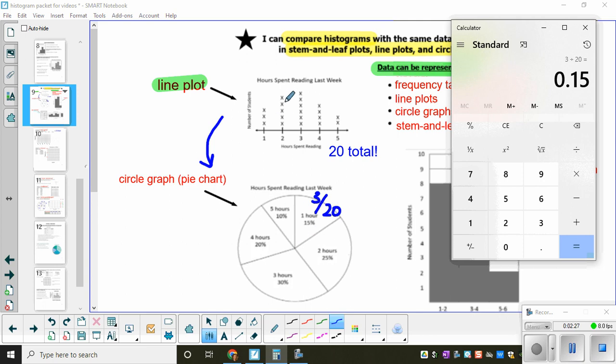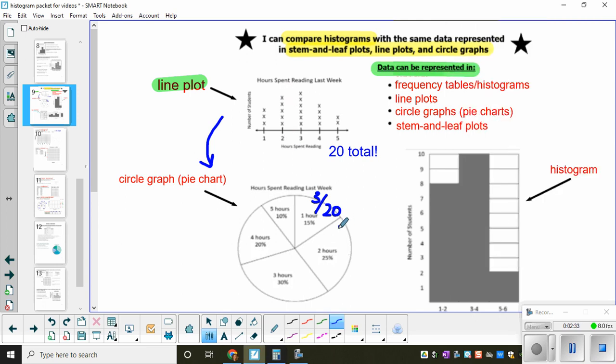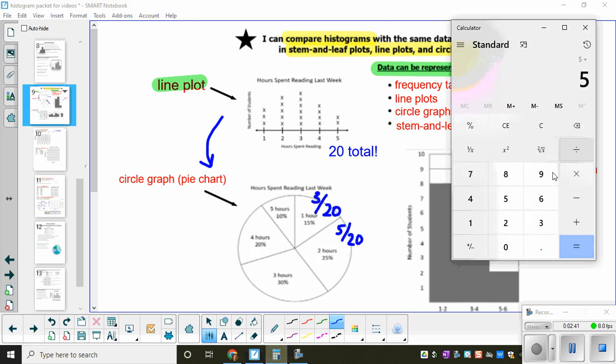Now the next one, the 1, 2, 3, 4, 5 students: it looks like 5 students read for 2 hours last week. So if I put the 5 students out of the 20 total in this category, some of you are already going to see that that reduces to a fourth. But again, you can just take the top and divide it by the bottom, and that's where they're getting the 25%. So all we do is take the section that it's talking about and divide it by the total, and that's how we can get the percent for the pie chart, okay?